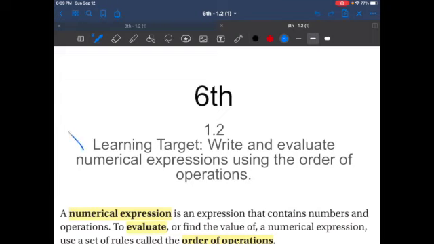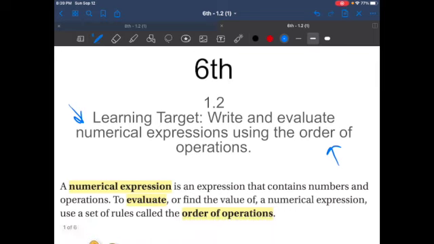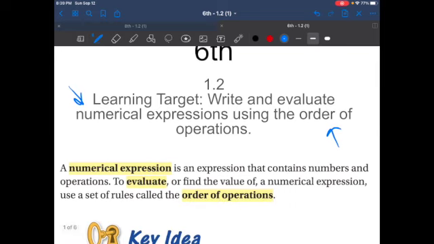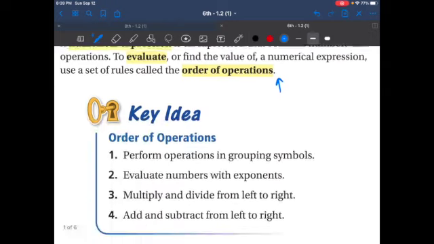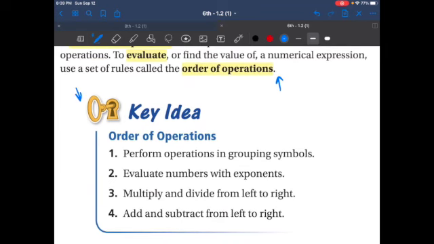Please make sure that you copy this down. Learning target: write and evaluate numerical expressions using the order of operations. Press pause if you have to. Also, please make sure you copy this down as well. Press pause so that you can write this down. Also, please make sure you write this down as well. Press pause when you need to.